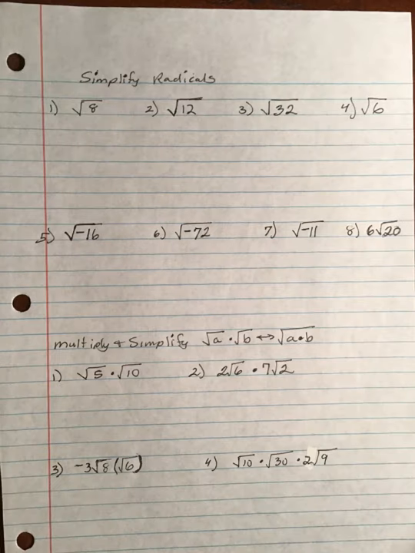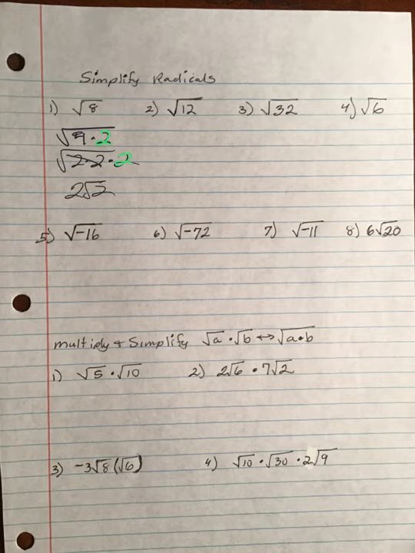Okay, simplifying radicals. There's a lot of different ways to teach you simplifying radicals. This is the way that I like. So basically you are looking for pairs. If we broke 8 up into 4 times 2, and then we broke 4 up into 2 times 2, and then we still have that other 2. That's called prime factoring. And then we have a pair of 2, so that's 2 square root 2. That's one way of looking at it.